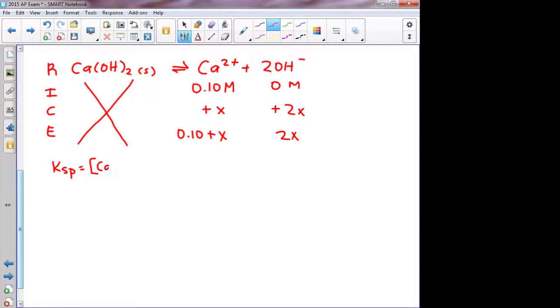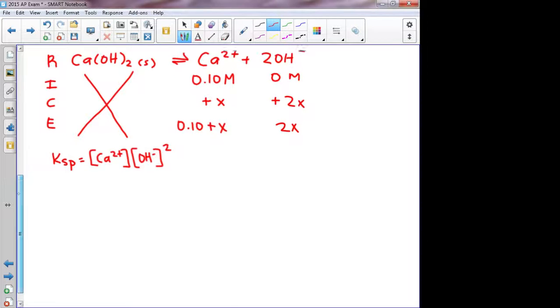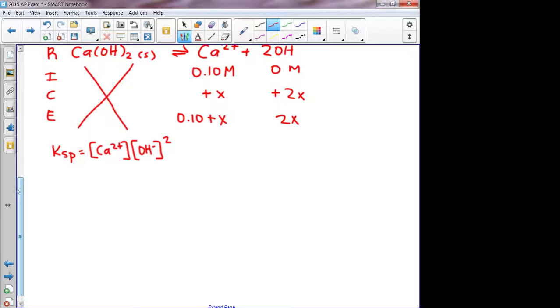Products over reactants. So the concentration of Ca2+ times the concentration of OH- squared. Okay? Am I going to have a denominator in this? No. Why? Because my reactant is a solid, so it doesn't get included. So now let's put the numbers in. Did they give me a KSP value? Yes. What is my KSP value?